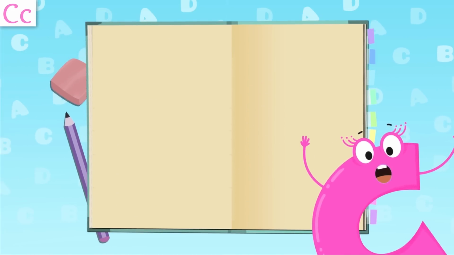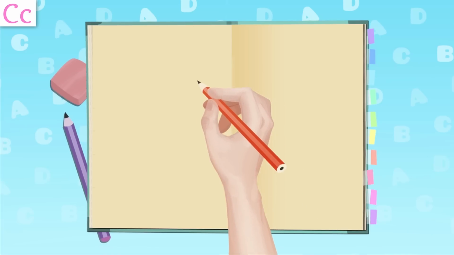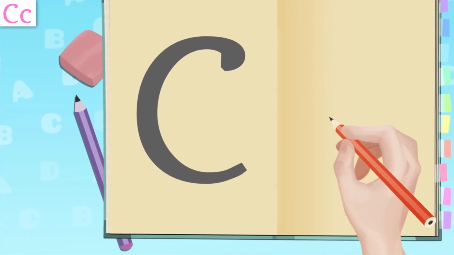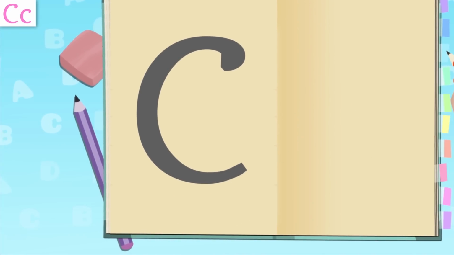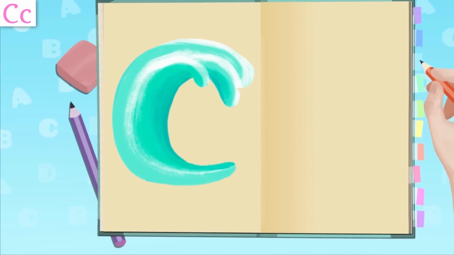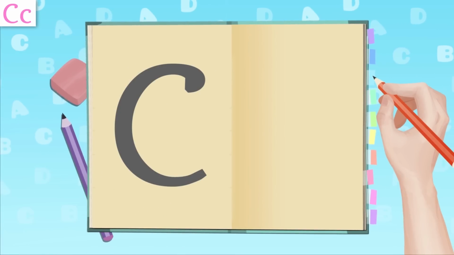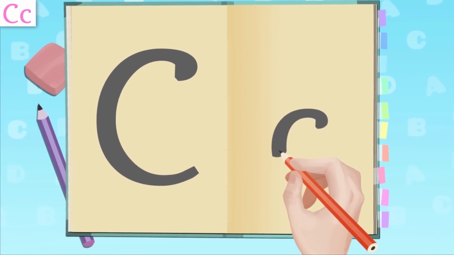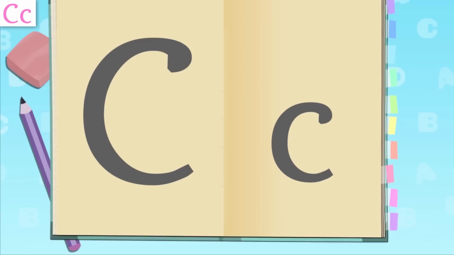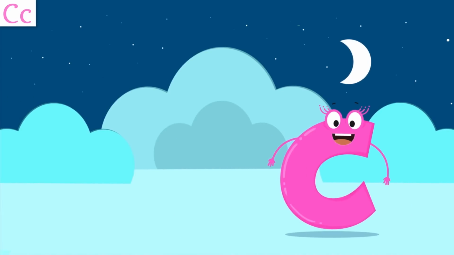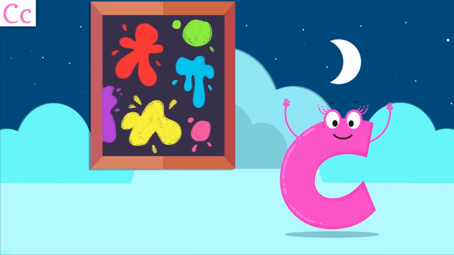Okay, let's check out how to write me. It's super easy. We start up here and curve carefully to the left. Like this. Cool. There you go. Oh, it looks like a wave. Now let's try smaller gaps. It's the same, but smaller. We start the same way, curve it, and done. Try it at home with pen and paper. It's super easy. Let's look at words I'm in.